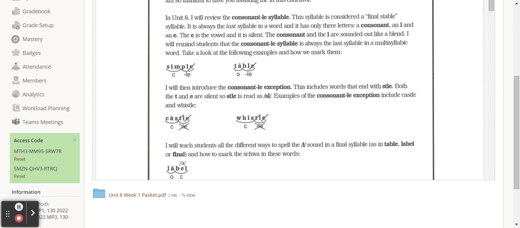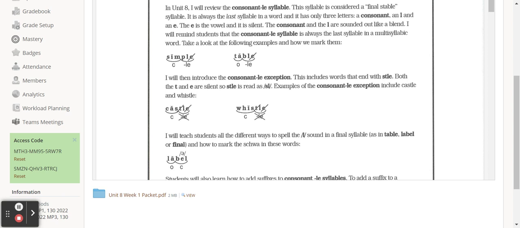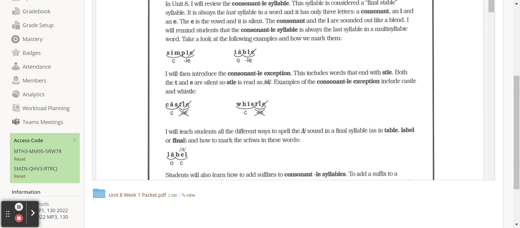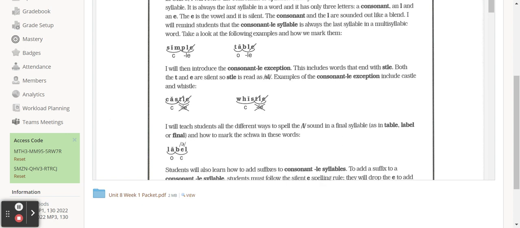It is always the last syllable in a word, and it has only three letters: a consonant, an L, and an E. The E is the vowel, and it is silent. The consonant and the L are sounded out like a blend. I will remind students that the consonant LE syllable is always the last syllable in a multisyllabic word.